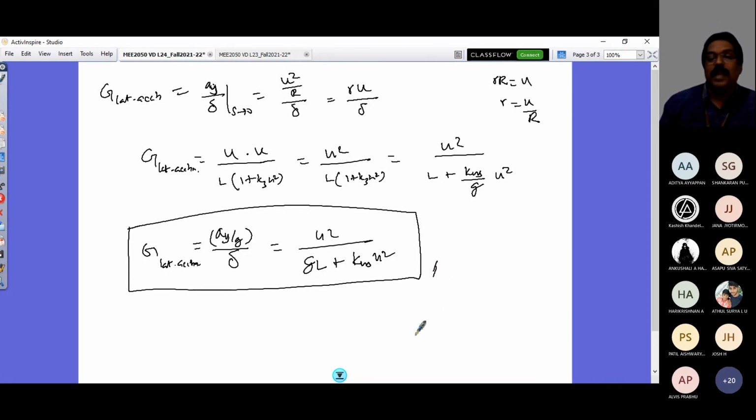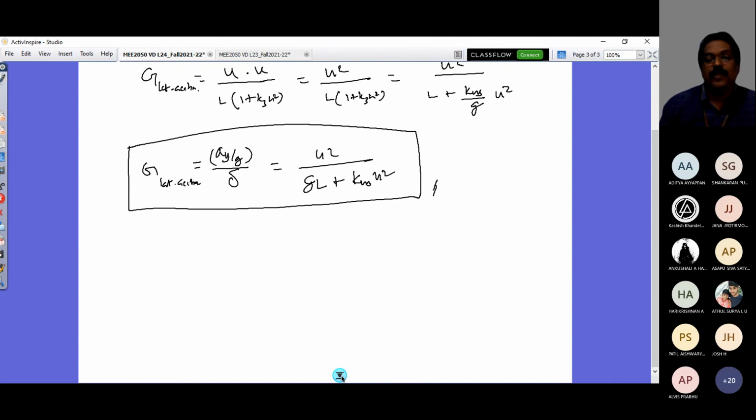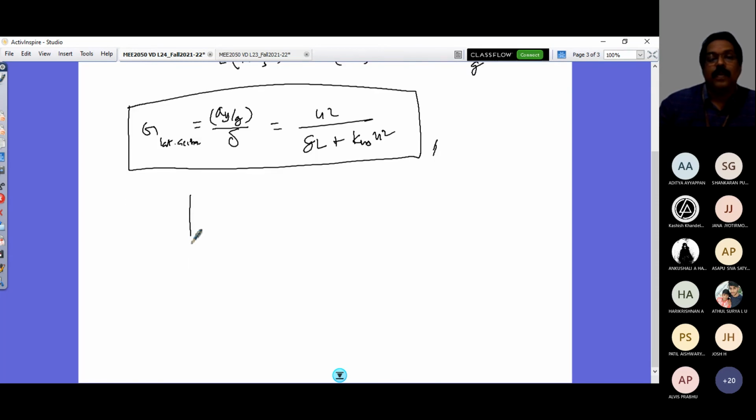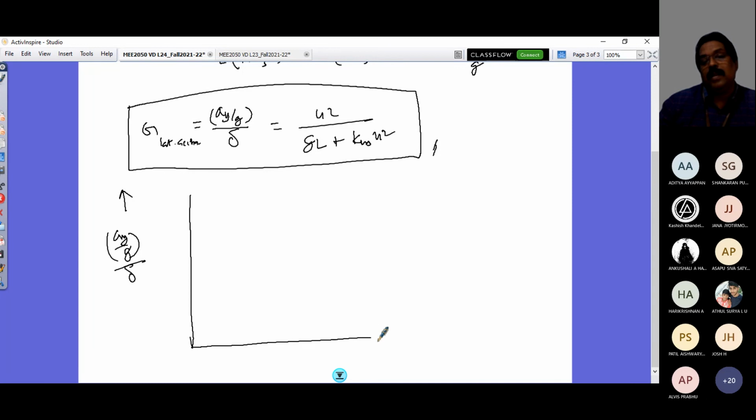So this lateral acceleration gain, you can plot as a function of speed, and then we will stop today's class. So you have here Ay by G. See, I have divided by G, so this is normalized by delta. This is on my y-axis, and vehicle forward speed on the x-axis. So this is 50 kilometers per hour, 100 kilometers per hour, 150 kilometers per hour. And then I would have my neutral steer tendency.